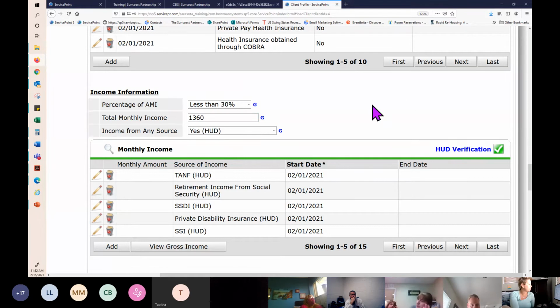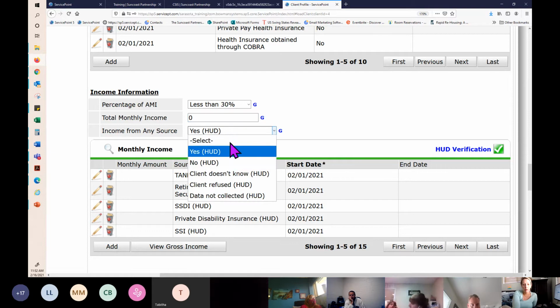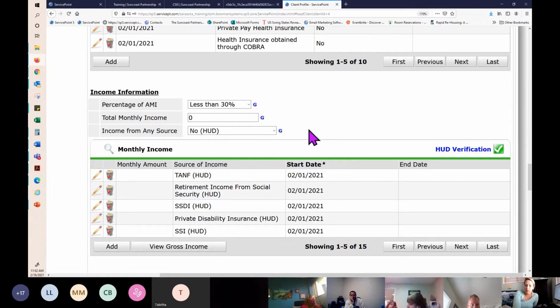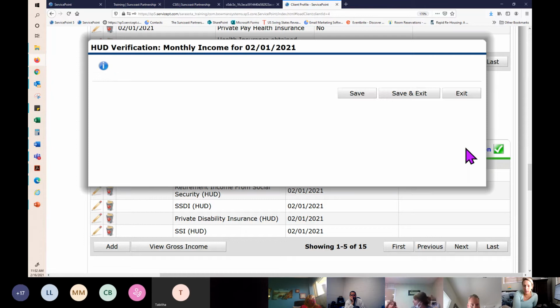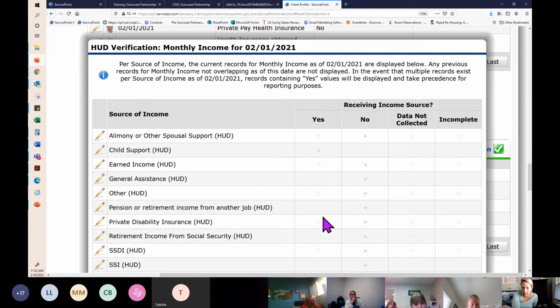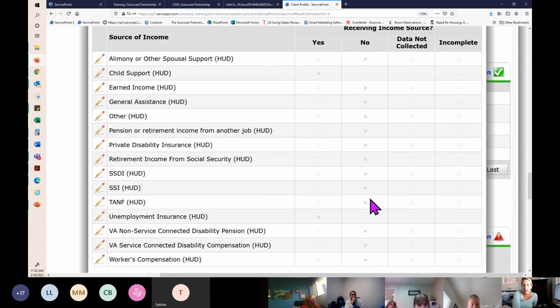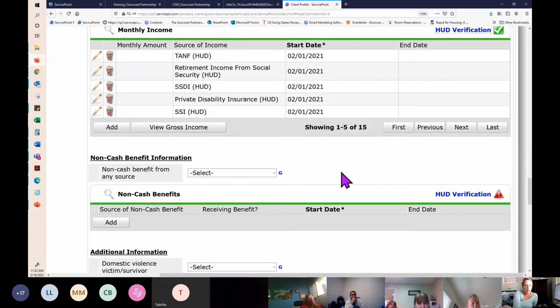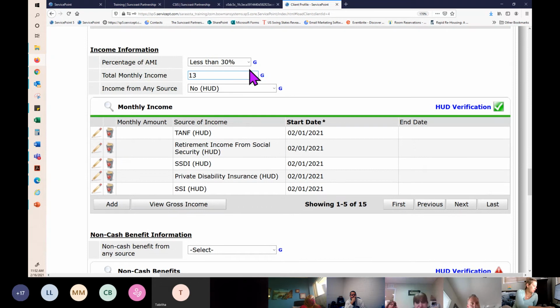And now, yes. Same thing though. If there was already income in here, you didn't ask the question. So don't use the information that's in here. If it has $0 and no, but you didn't ask the question, you would HUD verify first and then go down the list with the client. Ask every single source of income. Okay. 1,360.